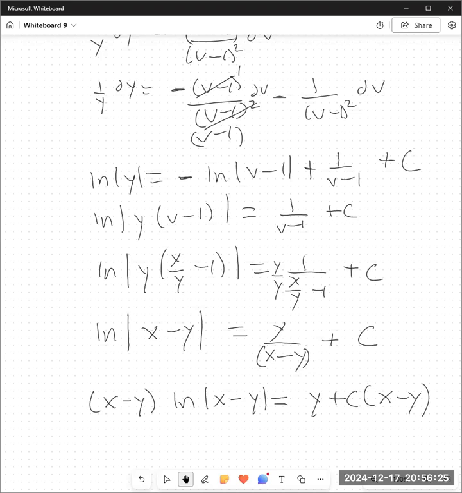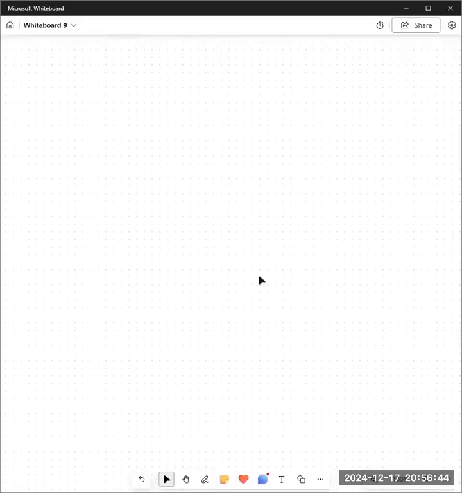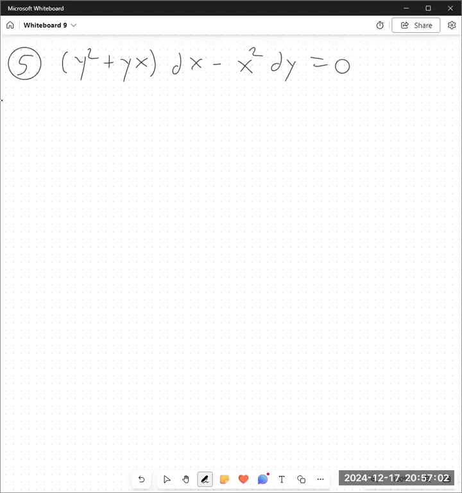Next problem here is going to be y squared plus yx dx minus x squared dy equals 0.